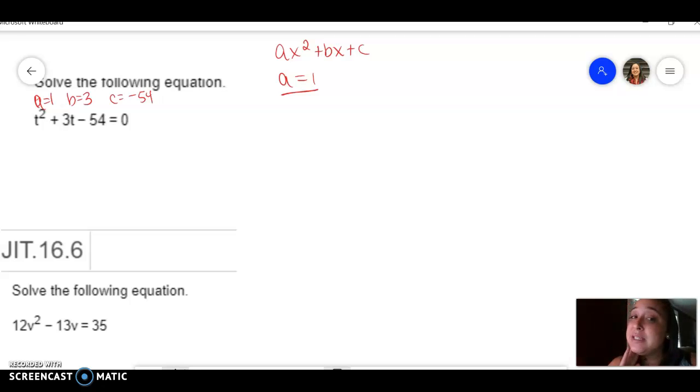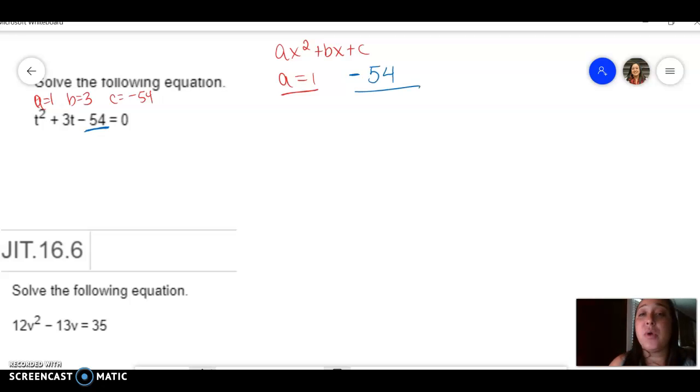And it's a little bit easier when a is equal to 1 because you don't have as much to go through and have to think about. So this only applies when a is equal to 1. If a is equal to 1, then what you want to do is look at that last term, that negative 54.